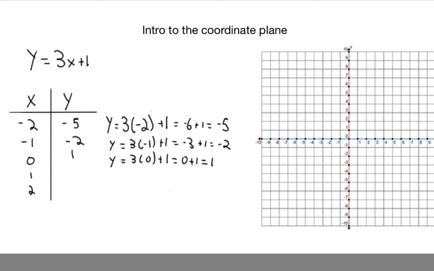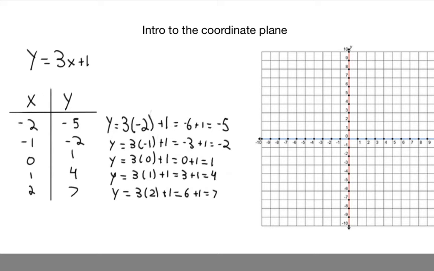Now we have y equals 3 times 1 plus 1, which is equal to 3 plus 1, which is equal to 4. And finally, we have y equals 3 times 2 plus 1, which is 6 plus 1, which is equal to 7. Fill in all of our values over here, and these are our points.